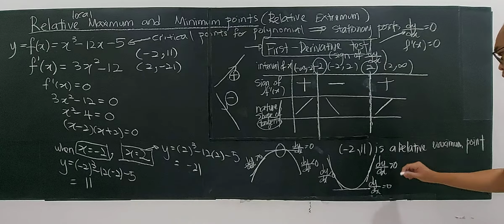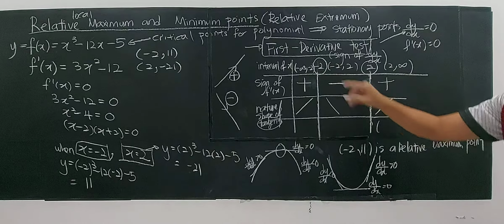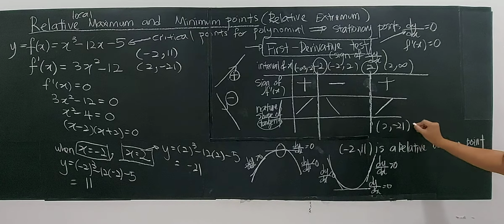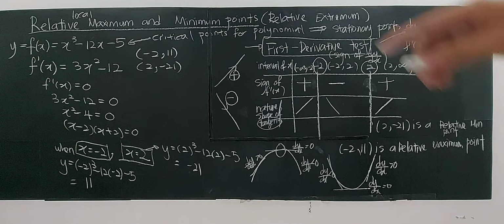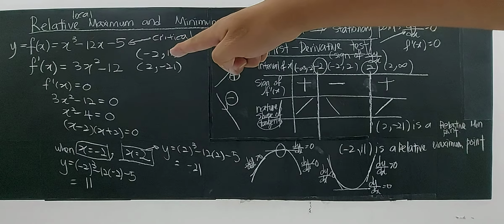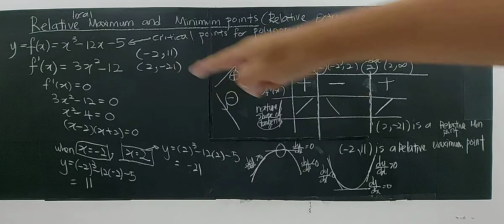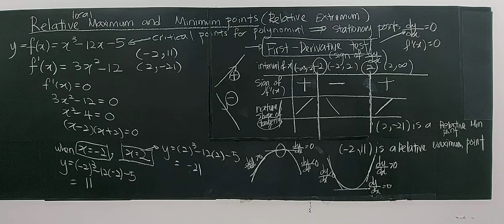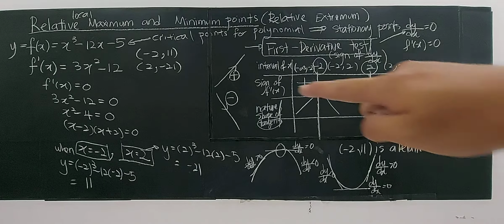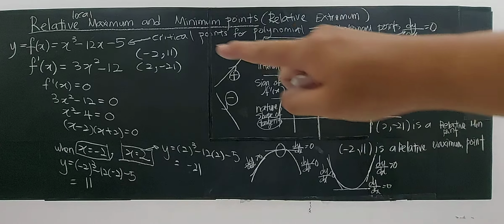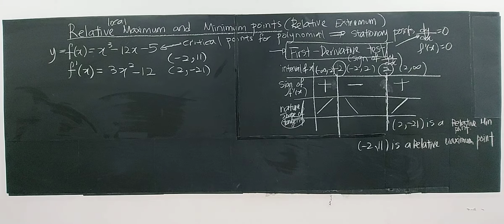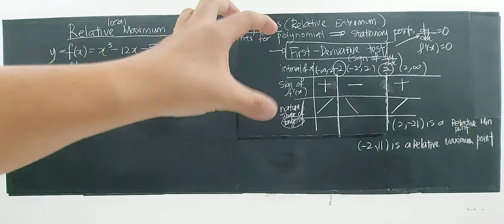So we said -2 and 2, (2, -21) is a relative minimum point, alright? So now we know that this is a maximum point and this is the relative minimum point. Then I'm going to show you how to use this first derivative test for sketching the graph of this function. Let's see how to use this table in sketching the graph.